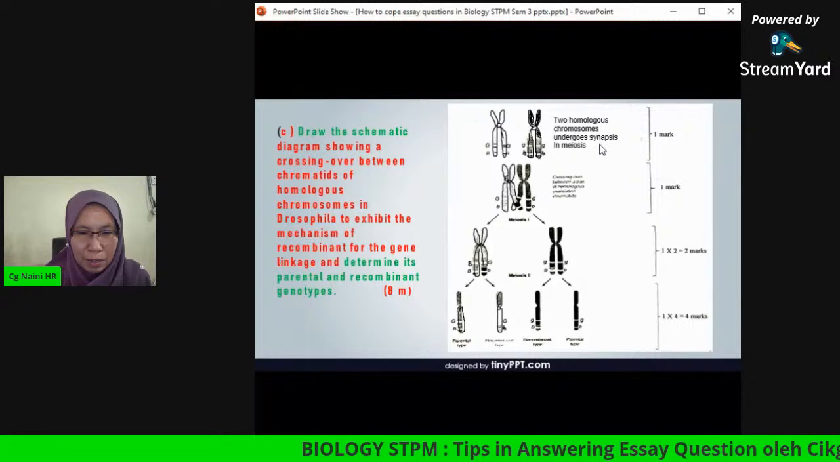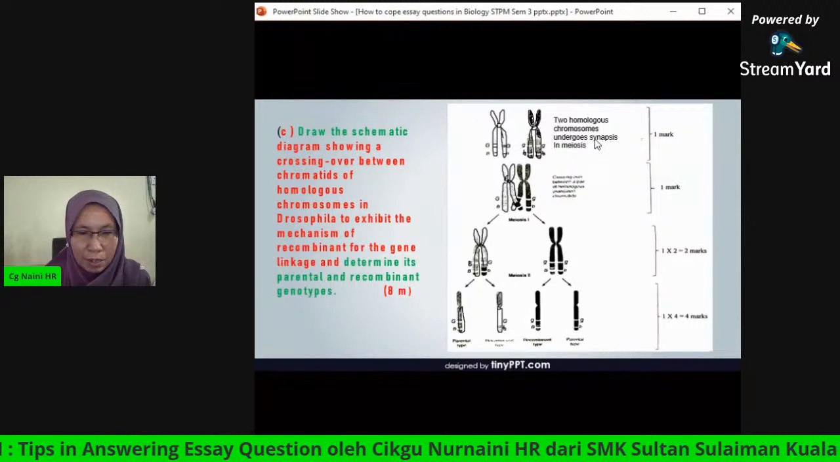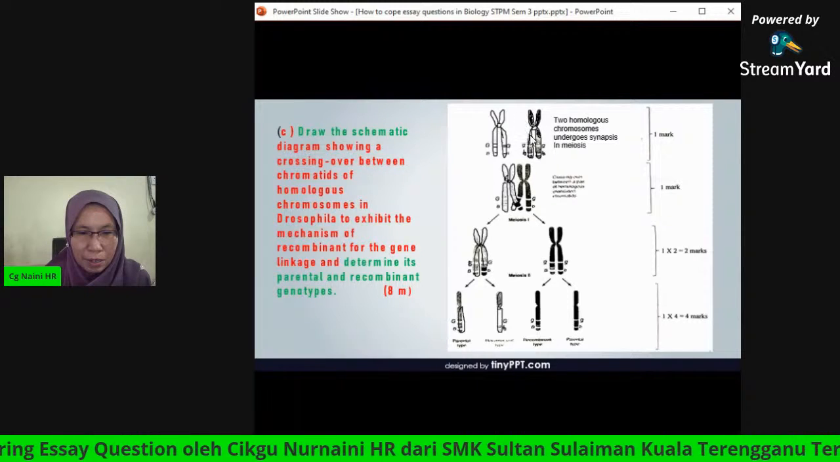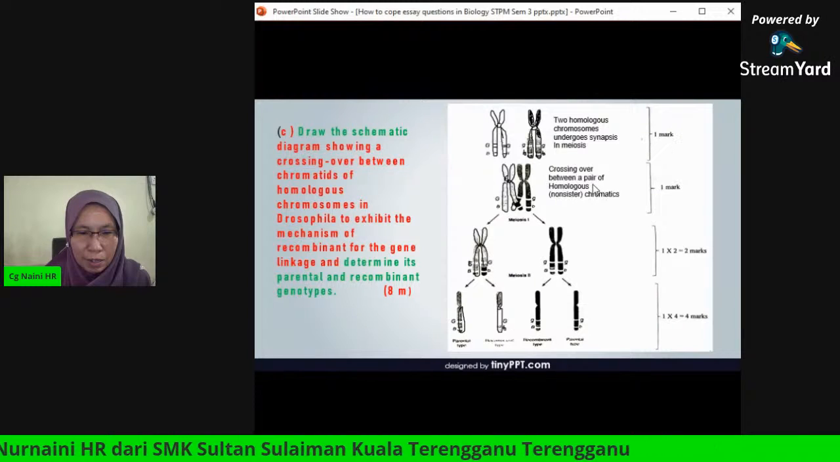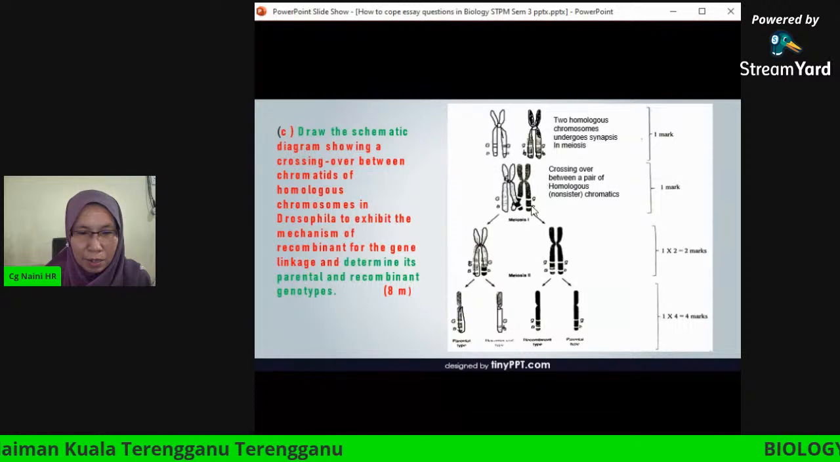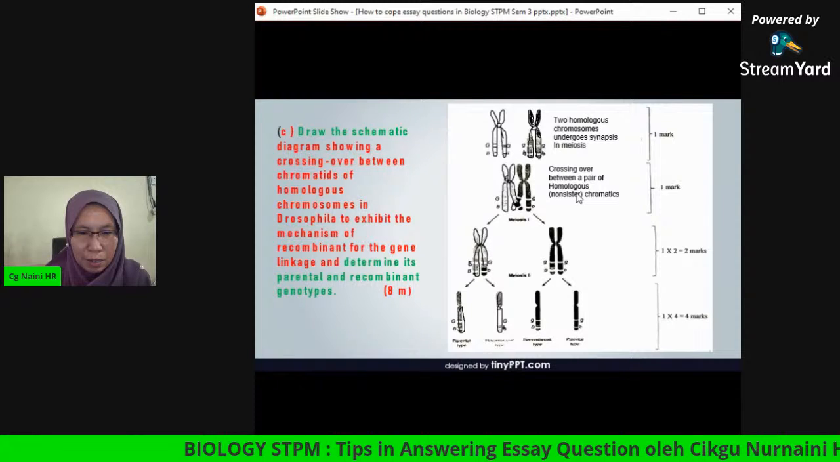Okay, but for the schematic diagram, the explanation you can say or not. The diagram is important. If you draw these two diagrams, you can get 1 mark. And then for when meiosis occurs, you explain the process. The process will be given 1 mark.